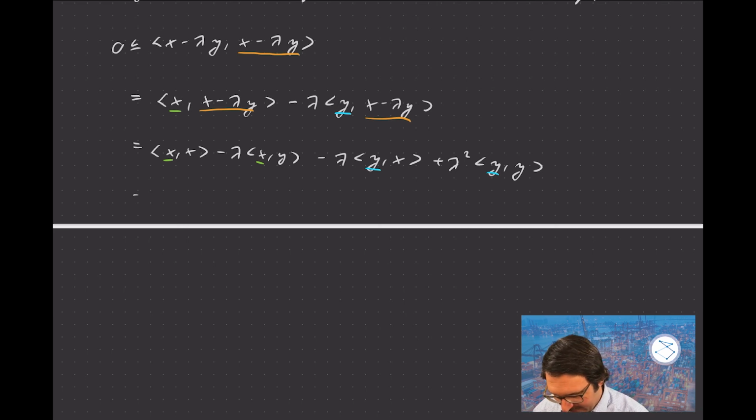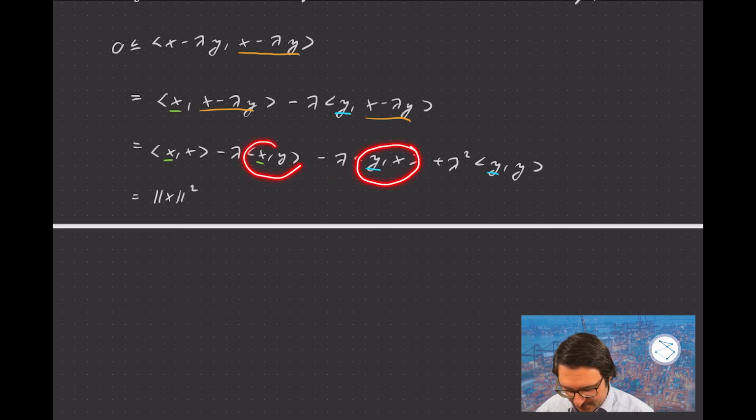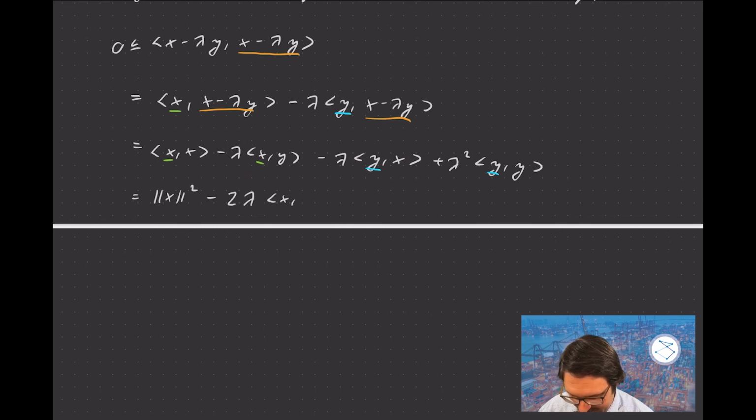So that is, well, the scalar product of x with itself, that is basically the norm of x squared. So we can abbreviate that as norm of x squared. Then we have minus lambda scalar product of x and y minus lambda scalar product of y and x. By symmetry, those two are the same. So that is just minus 2 lambda scalar product of x and y. And finally, we have here lambda squared times the norm of y squared.